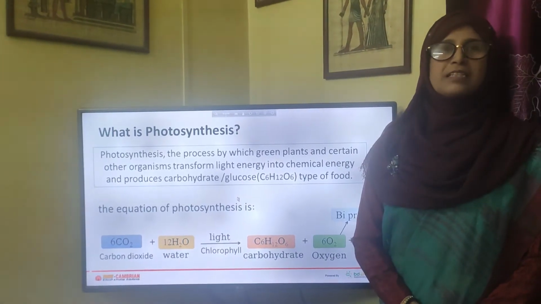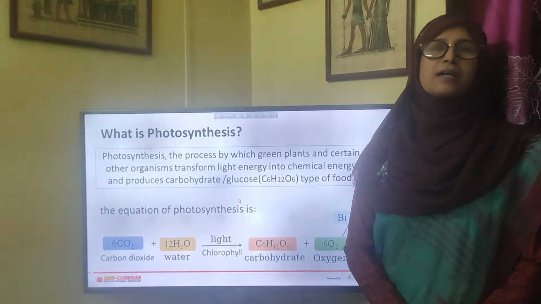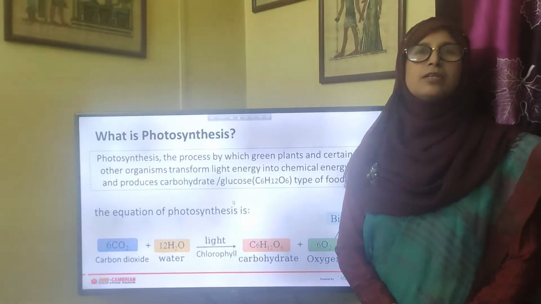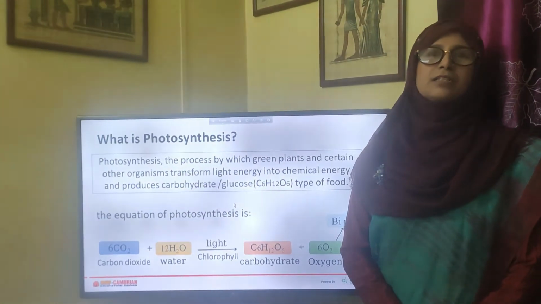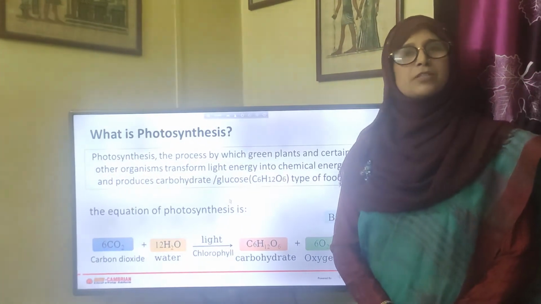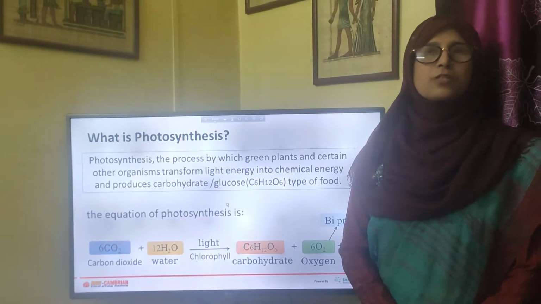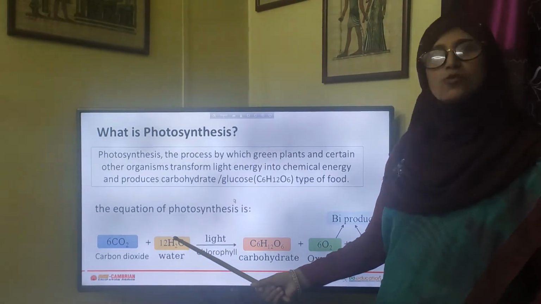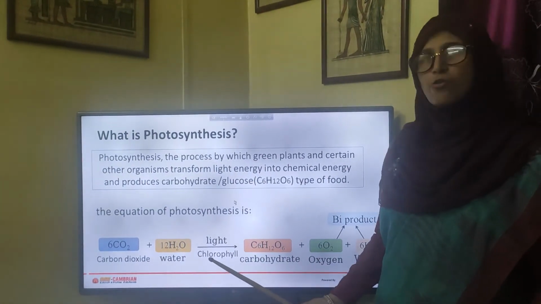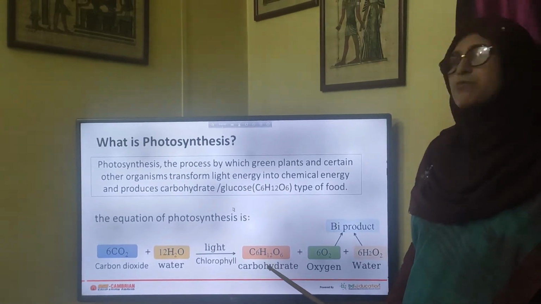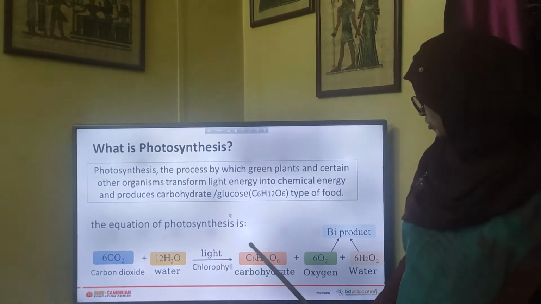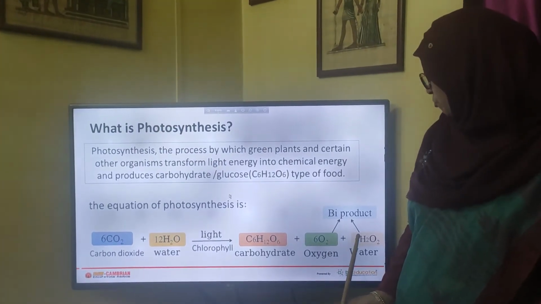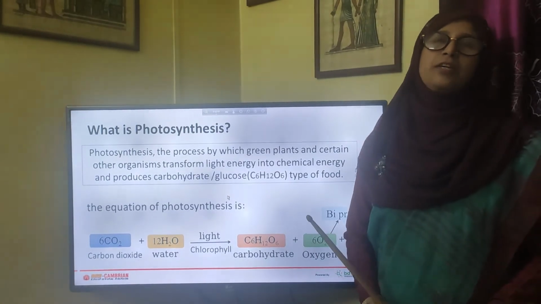So what is photosynthesis? The process by which green plants produce their own food, that means carbohydrate type of food, by use of carbon dioxide and water in the presence of sunlight and chlorophyll. This process is known as photosynthesis. See the equation: 6 CO2 plus 12 H2O, in the presence of light and chlorophyll, gives C6H12O6, that means carbohydrate or glucose, and oxygen and water. Here oxygen and water are produced as byproducts.